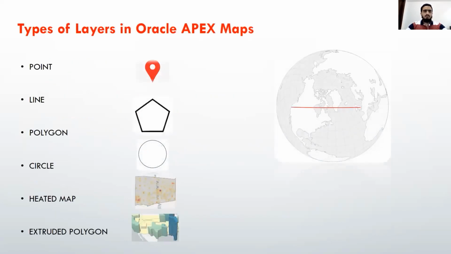Okay, let's move forward. The different types of layer in Oracle APEX Maps are point, line, polygon, circle, heat map, and extruded polygon. So I will go through all of these things in today's session.